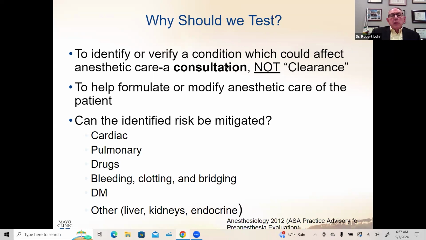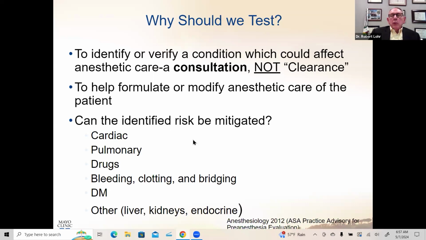So your job is to do a consultation and identify those conditions which might cause problems and try to mitigate them as much as you can, or at least alert the team who is going to be taking care of the patient in the operating room and after they leave the operating room that these conditions exist. You want to help formulate and modify the anesthetic plan of care.